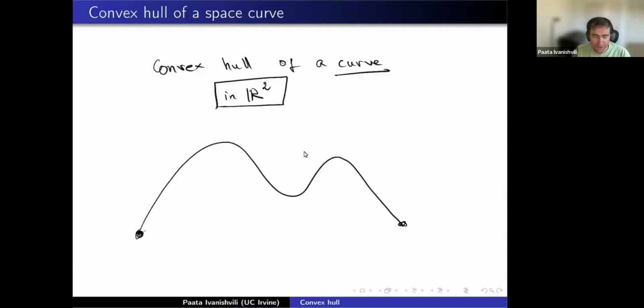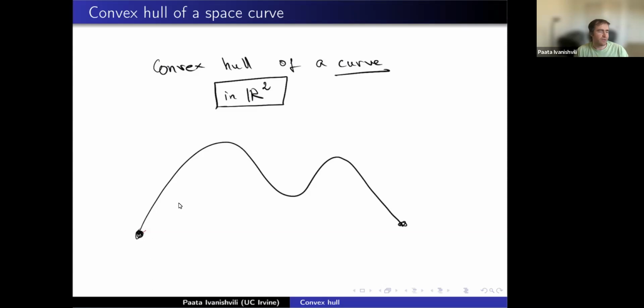So what's the question? The question is the following. I give you a set, and the goal is to describe the convex hull. Now, we know the definition of the convex hull. It's a convex combination of all points. Sometimes it's a useful definition. You can work with it, but sometimes we want to have a more explicit description of the convex hull.